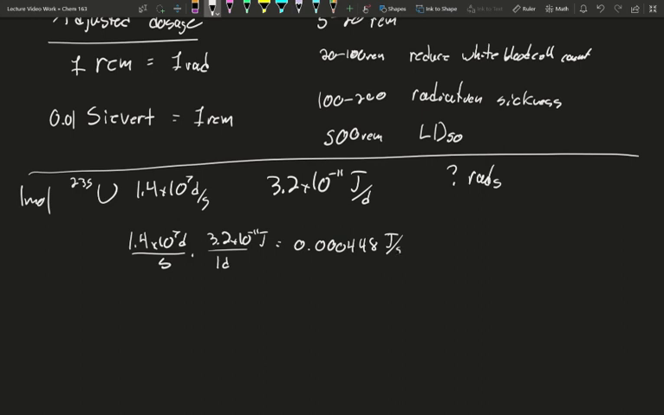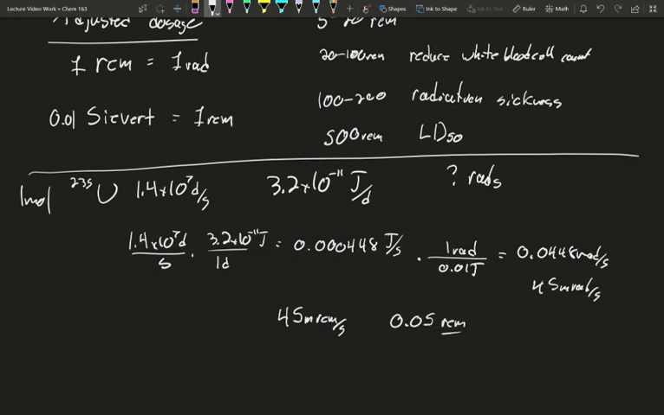for 0.000448 joules per second. Well, that would be in grays. Our rads are 1/100th of that. So there's 0.01 joules in every 1 rad. So this would be 0.0448 rads per second, or 45 millirads per second. Well, assuming a biological conversion of 1-to-1 again, this means that's approximately 45 millirem per second. Let's round up a little here, 0.05 rem per second.